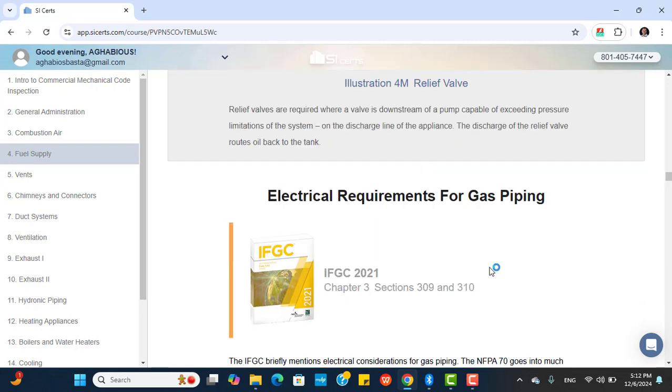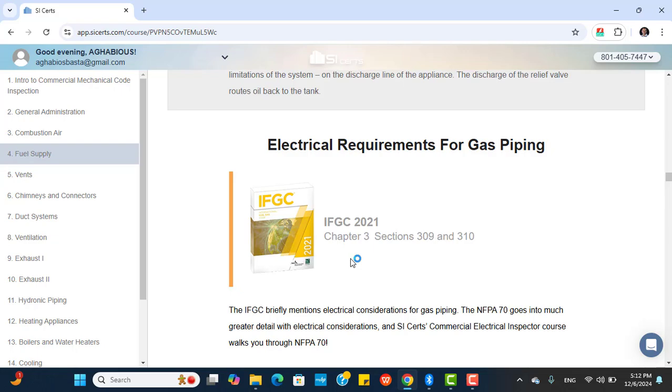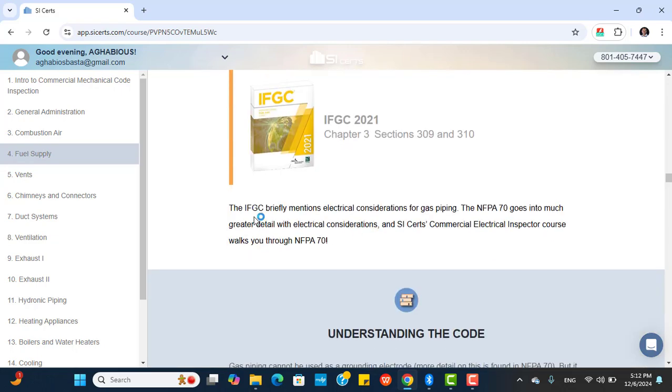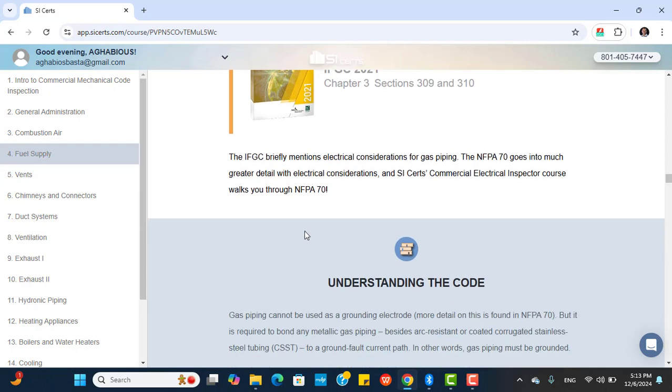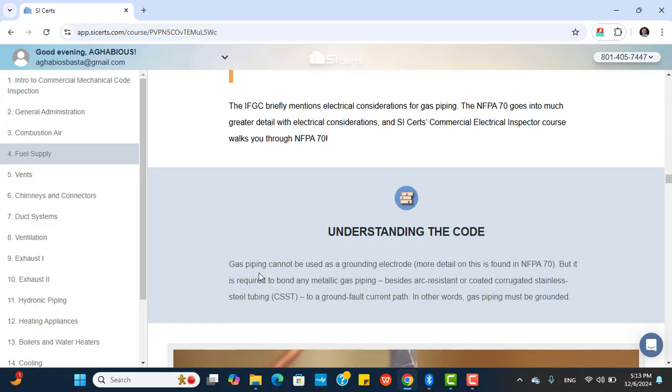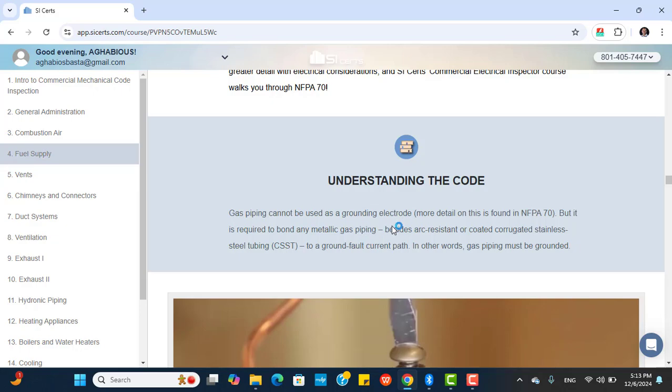Electrical requirements for gas piping. International Fuel Gas Code 2021, Chapter 3, Sections 309 and 310. The International Fuel Gas Code briefly mentions electrical considerations for gas piping. NFPA 70 goes into much greater detail, and the SI CERT's Commercial Electrical Inspector course walks you through NFPA 70. Understand the code: gas piping cannot be used as a grounding electrode.